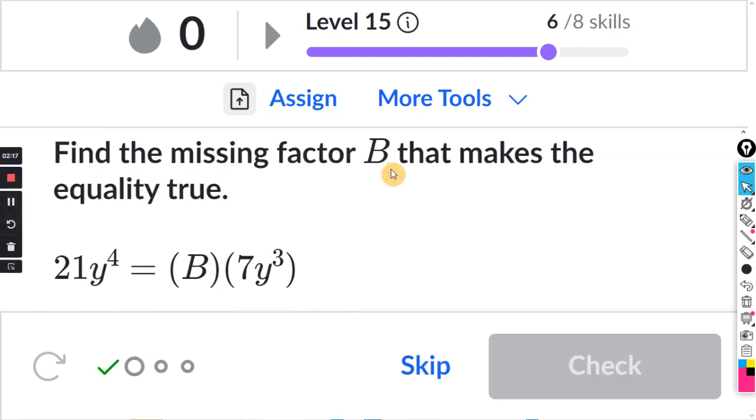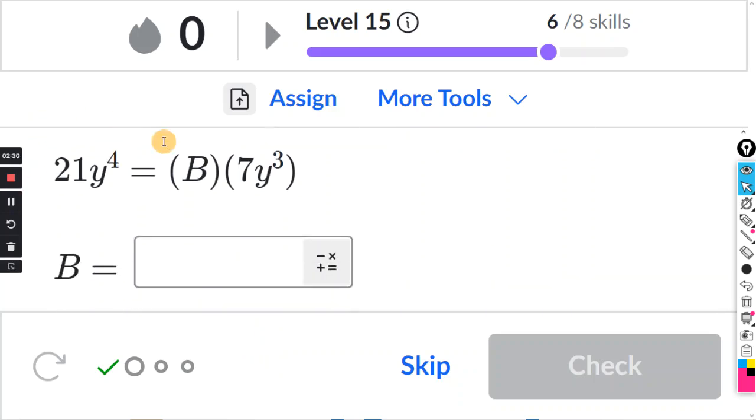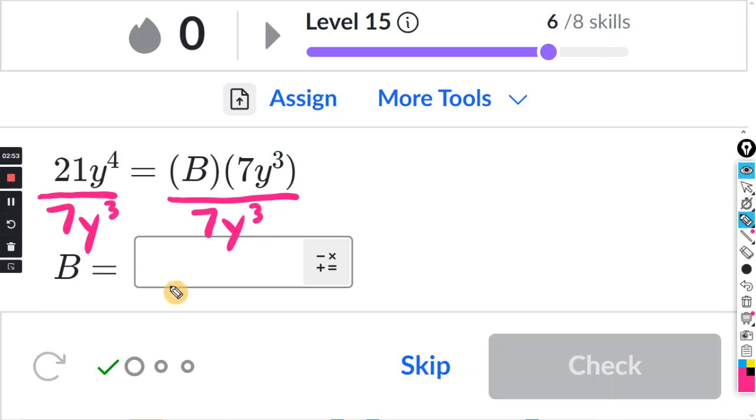All right, find the missing factor B that makes the equality true. So we have this here, and this is B times 7y to the 3rd. So this is basically just solving for B. It's the same as solving for x. Since we want to isolate B, the opposite of times 7y to the 3rd is divided by 7y to the 3rd. You want to do that to both sides of the equal sign. Divide both sides by 7y to the 3rd.